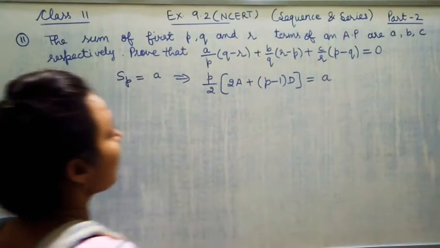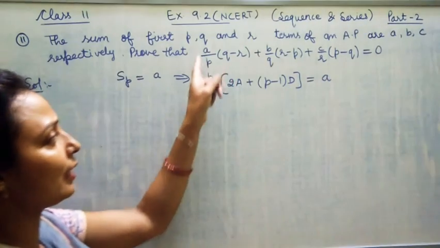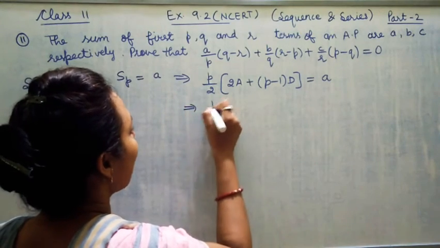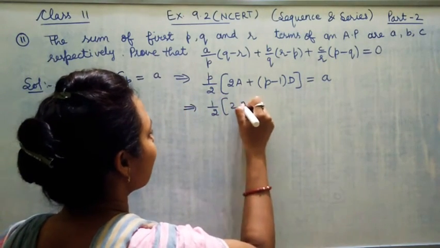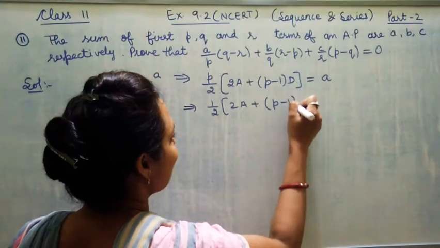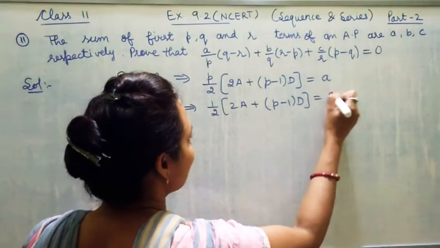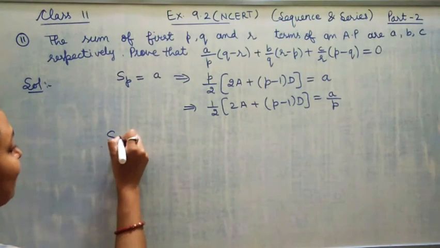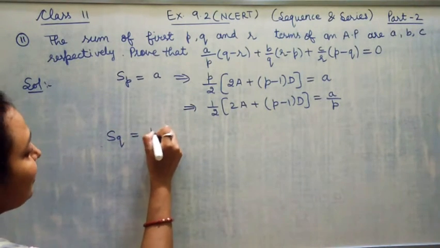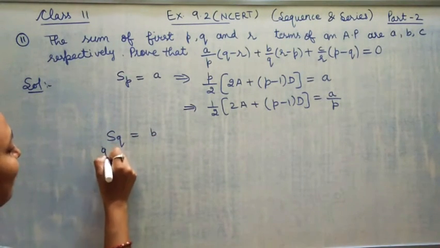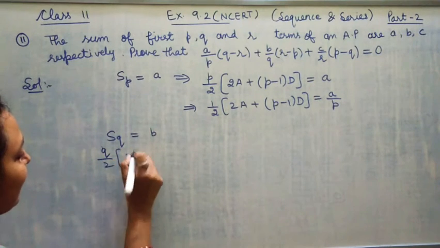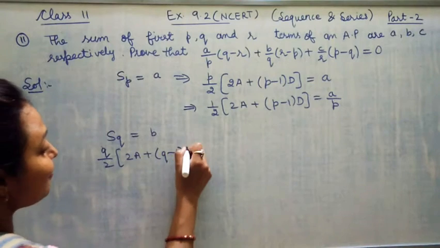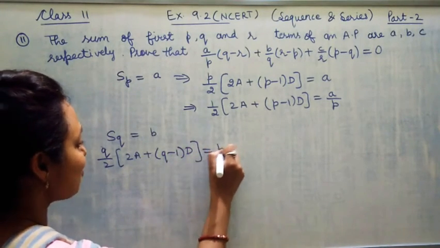is equal to a. Now in the given quantity we have a by p. So I will write a by p, that is half times (2A plus (p minus 1) into D), is equal to a by p. Similarly, we will take the second: S of q terms is equal to b. So that is q by 2 times (2 times capital A plus (q minus 1) into capital D) is equal to b.